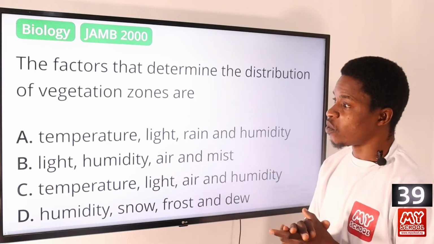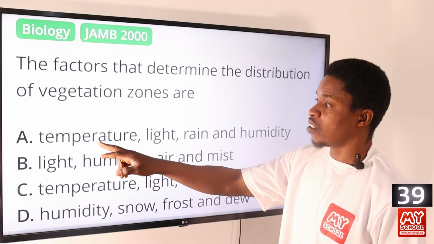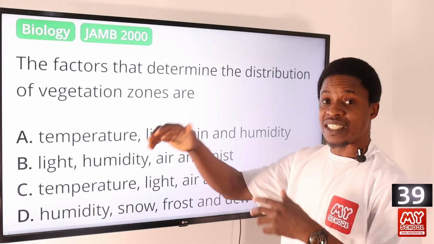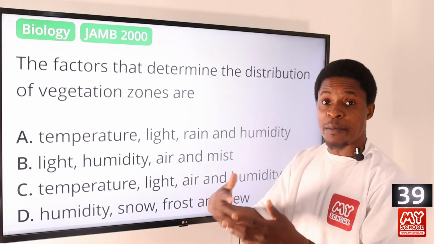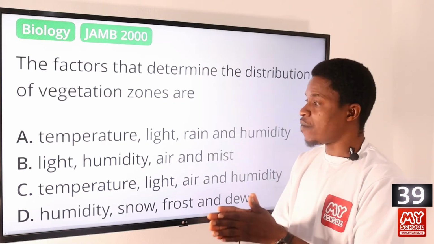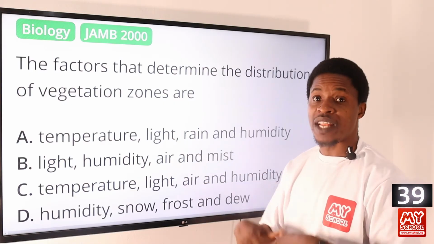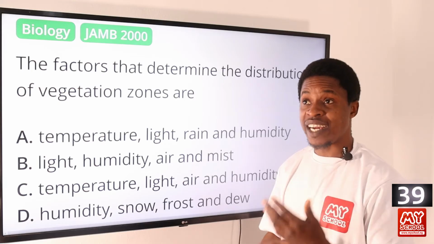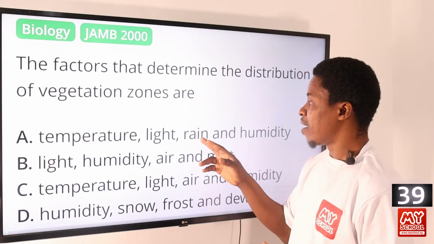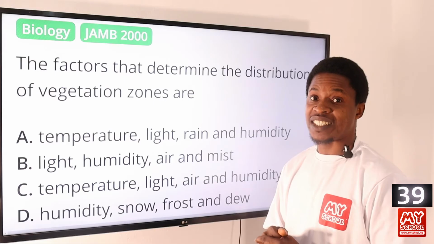So let's look at the options we have. Option A says we have temperature. Yes, temperature, whether it is high or low, will determine the kind of vegetation that we can have in that place. Light is another factor, like sunlight for carrying out photosynthesis. Okay, we talk about rain. Of course, rain affects and can tell us.